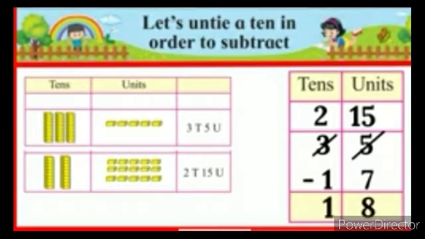Now children, see here. Now subtract 7 from the 15 units. So it will become 8. And from the tens place you have to subtract 2 minus 1. So it will become 1. So your answer becomes 18.